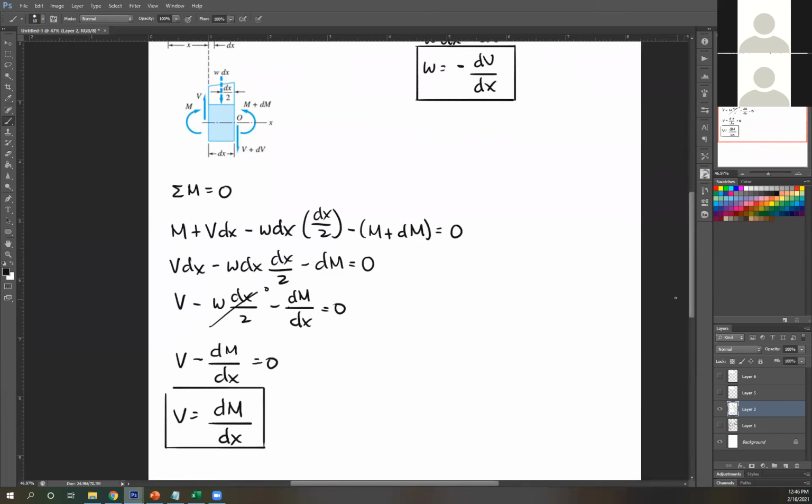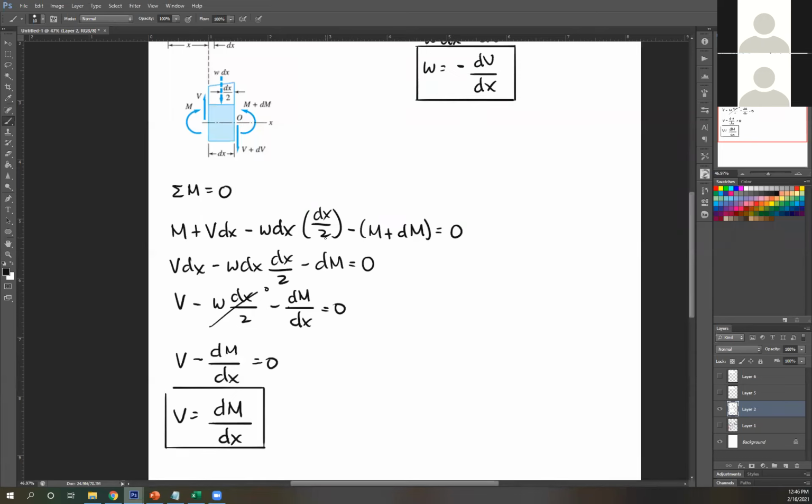Same thing. Summation of moment equals 0. So here M, clockwise, therefore positive. Then V, we're taking moment about point O. V about point O is also clockwise, so positive. Distance from V to point O is dx, therefore V dx. Next, point load about O is counterclockwise, therefore negative. Point load is w dx, then the distance from point O is dx over 2, since the point load is at the center of your distributed load.